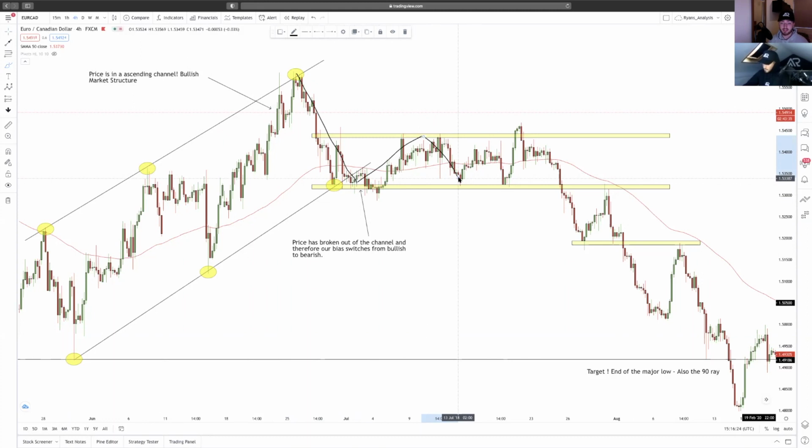So as you can see here, when we broke the ascending channel, our bias switched from that bullish market structure to now this bearish market structure. Where we had this false breakup to the upside, lots of traders would have been trying to buy on that bullish engulfing candle breaking the highs, because they would have seen it as, oh, this is a breakout, we need to get in the trade right now. But this is just trapping people, and this is a false breakout.